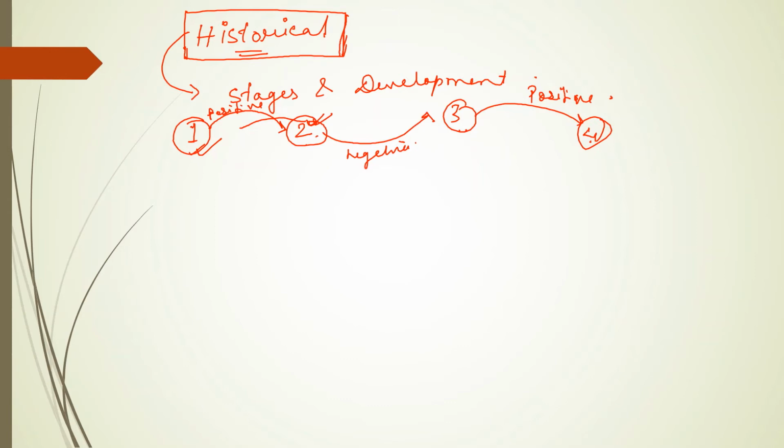So historical means that whenever we make the law or interpret the law, we always refer to the history, as well as what happened in the past, what the loopholes were in the past, and what we can do to do it better. So this is actually the historical school. They always do the analysis, they always do R&D, that is research and development.